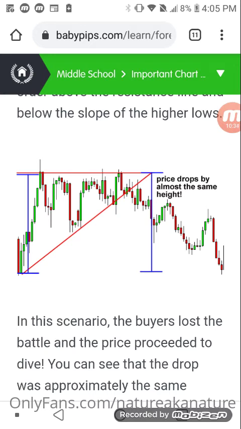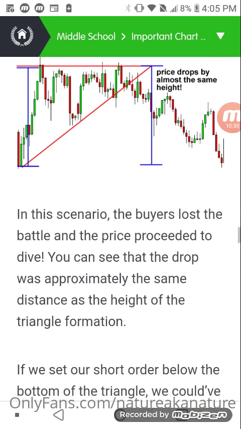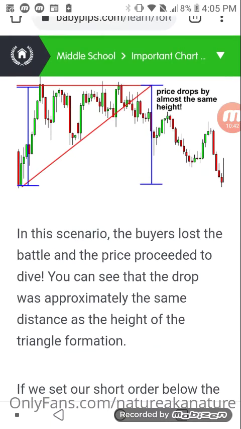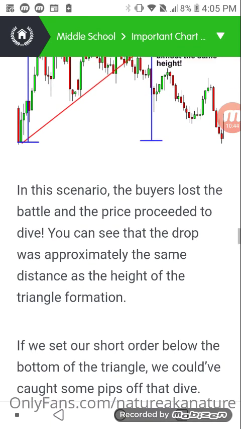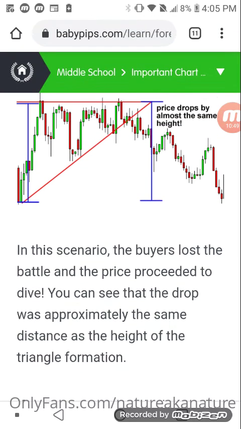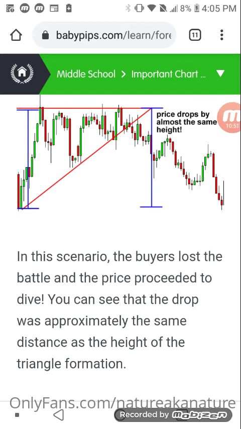So no matter which direction price goes in, we will still manage to catch some pips once price goes in that direction. In this direction, we would have put a sell order, and we would have caught some pips during this nice downtrend when price drops almost the same height as the original uptrend.